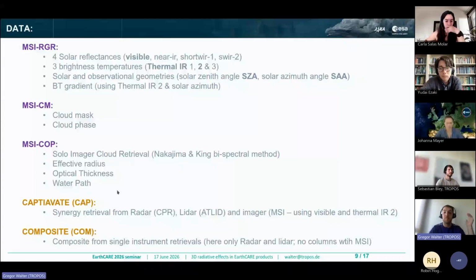And we can also use, which is really nice from EarthCARE, the products from the other instruments. So in the study, we use Captivate, which is a synergy retrieval from the radar, LiDAR, and imager combination, which uses only the visible channel from MSI, from the solar reflectances, and we also have the composite product, which combines the single instrument retrievers. Here we only consider pixels which use retrievers from radar and LiDAR to be independent from MSI.